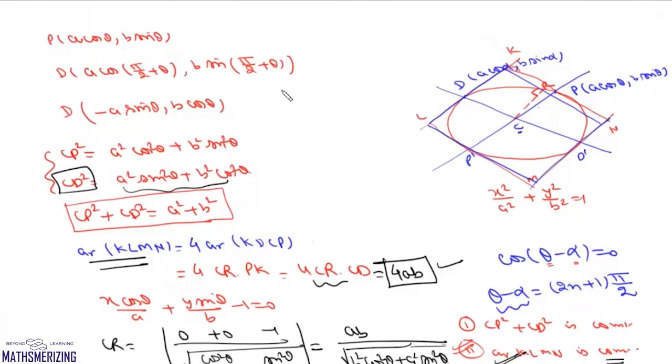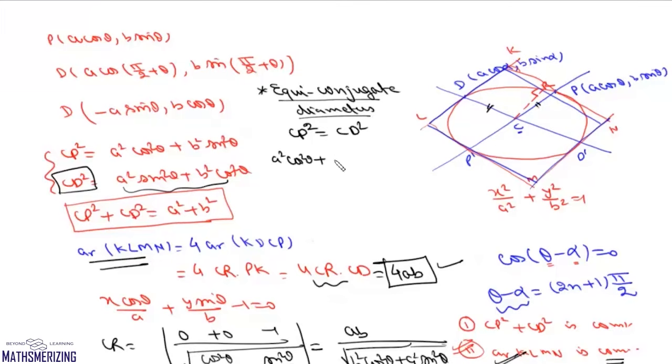In diameters, we also have another condition which is called equi-conjugate diameters. Two diameters are said to be equi-conjugate diameters if CP square is the same as CD square. So if these two lengths are the same, then we say these two diameters are equi-conjugate diameters. Now we know that CP square is A square cos square theta plus B square sin square theta, and it must be equal to A square sin square theta plus B square cos square theta.